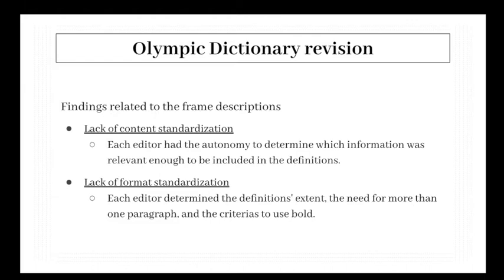The first problem concerns the lack of content standardization, and it can be seen as a result of the autonomy each editor had when deciding which information was relevant enough to be included in the definitions. The second problem relates to the lack of format standardization, and once again can be seen as a result of the autonomy given to the editors.